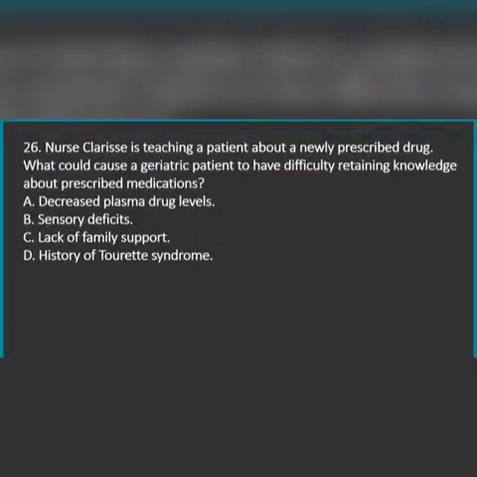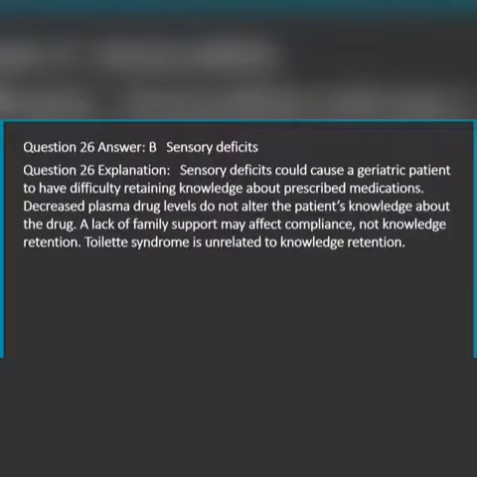Question 26. Nurse Clarice is teaching a patient about a newly prescribed drug. What could cause a geriatric patient to have difficulty retaining knowledge about prescribed medications? A. Decreased plasma drug levels. B. Sensory deficits. C. Lack of family support. D. History of Tourette syndrome. Question 26 Answer: B. Sensory deficits.